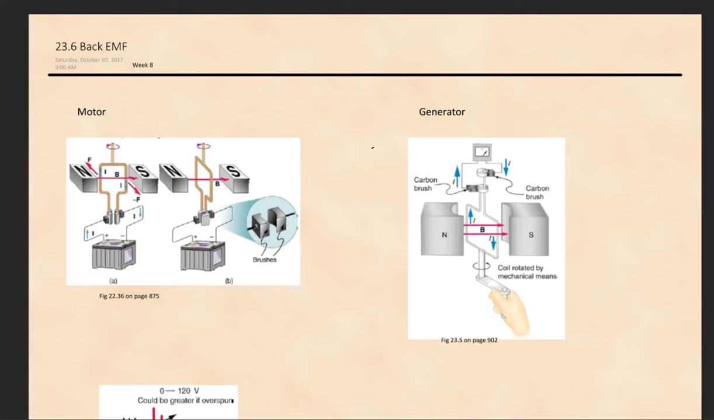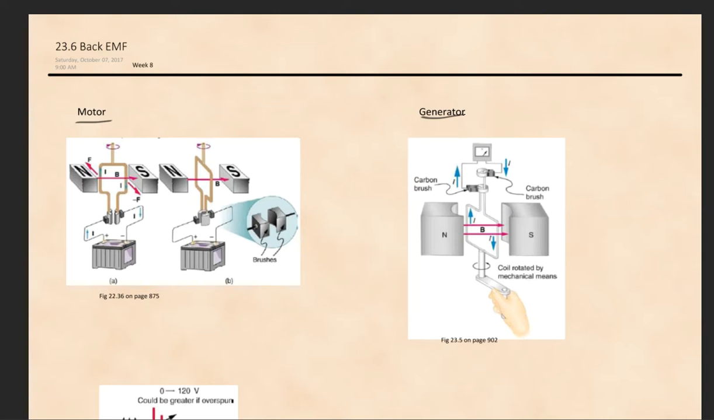Section 6 of Chapter 23 deals with a phenomenon called back EMF. In Chapter 22, we talked about motors, devices where we took electrical energy and ran it through a wire. The wire was sitting inside a magnetic field that creates a torque that causes it to rotate, and so we get mechanical energy out of that.